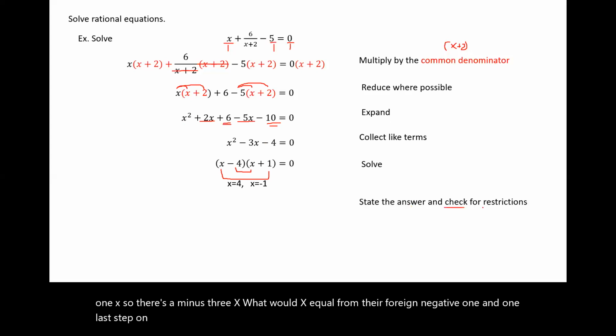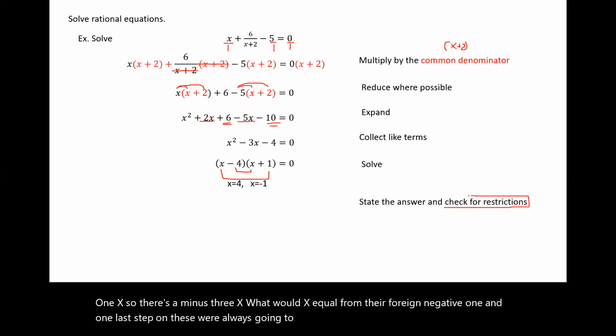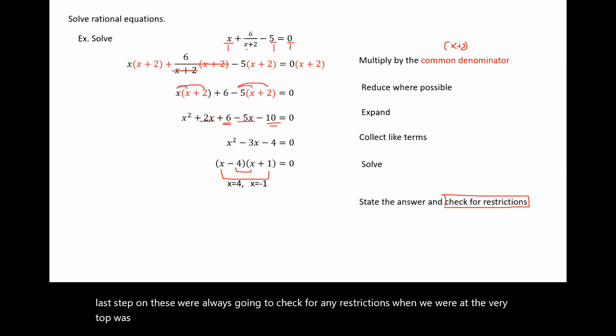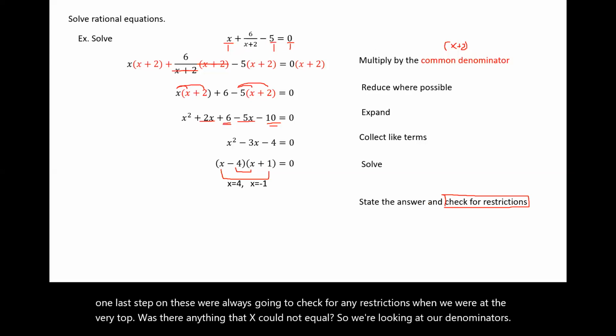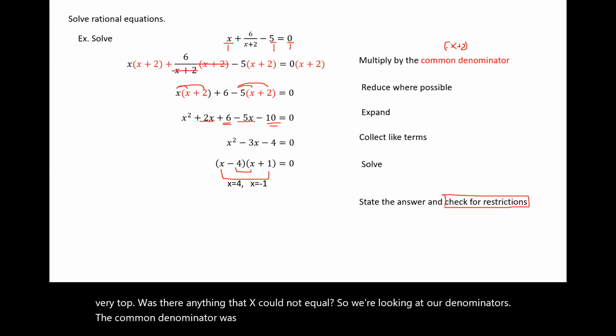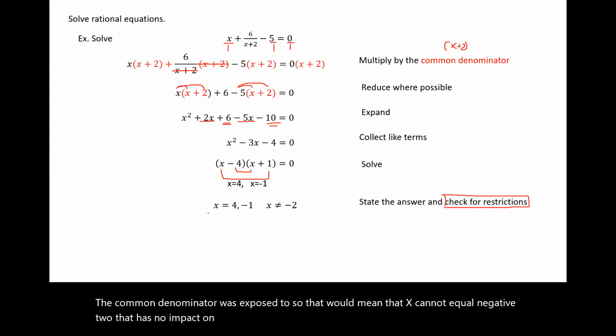And one last step on these. We're always going to check for any restrictions. When we were at the very top, was there anything that x could not equal? So we're looking at our denominators. The common denominator was x plus 2, so that would mean that x cannot equal negative 2. That has no impact on these answers, so this is our solution with a reminder that x cannot equal negative 2.